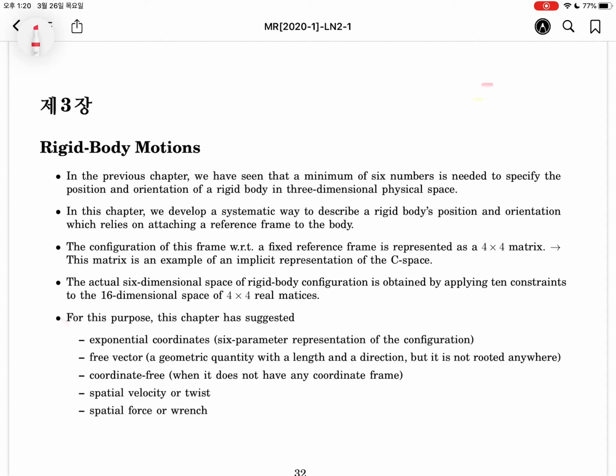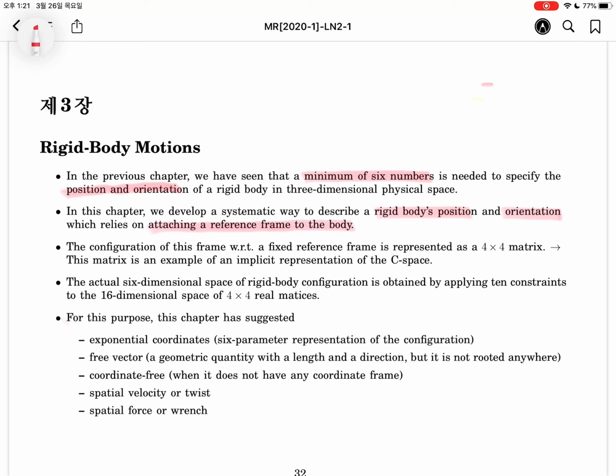The topic of chapter 3 is rigid body motion. In the previous lecture, we have known that a minimum of 6 numbers is required to describe the rigid body motion, including the position and orientation in the three-dimensional physical space. In this chapter, we will develop a systematic way to describe the rigid body position and orientation. Actually, it depends on the attachment of a reference frame to the body.